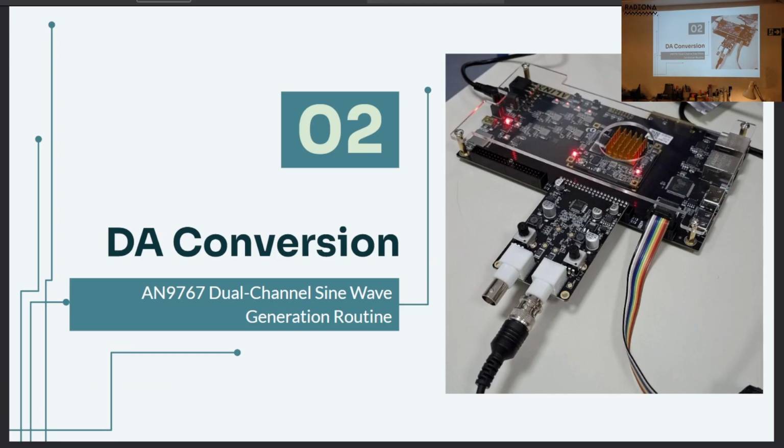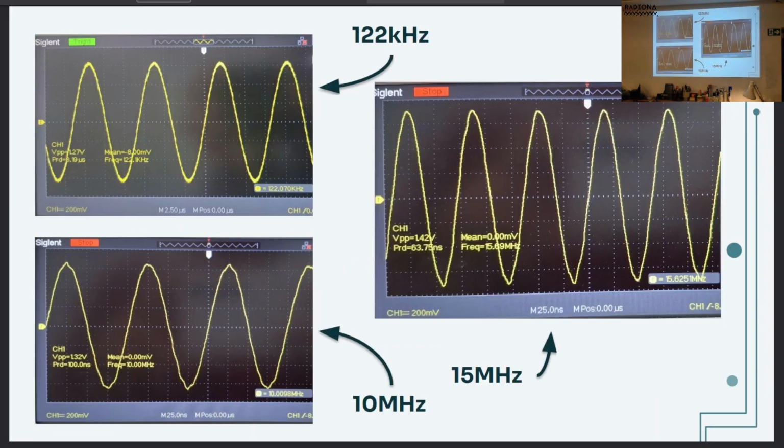First one was DA conversion. We used the official Alinx tutorial docs on their site, where you have a much more detailed description. We used a dual channel sine wave generation routine, so there's not much to say about it. We stored samples of a sine wave in ROM memory. Then the FPGA would read it and give it to the DA, which would generate analog signals. There was one variable which we incremented to change the frequency.